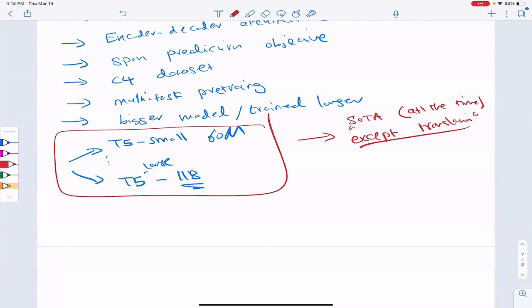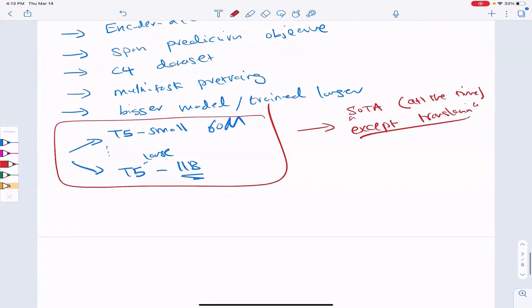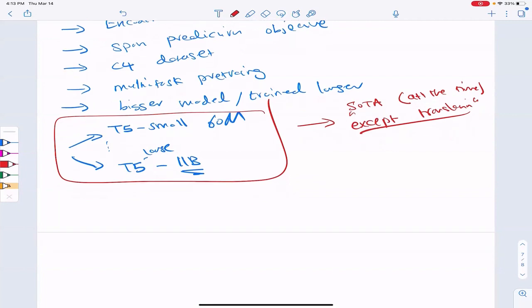Okay. So that is all I had for this paper. Let me pause and see if there are questions before changing gears and talking about another set of models.